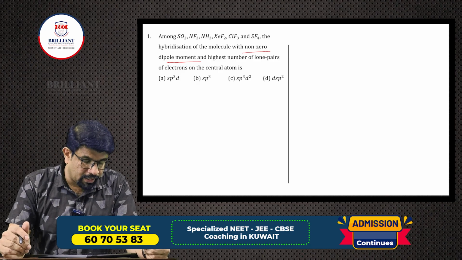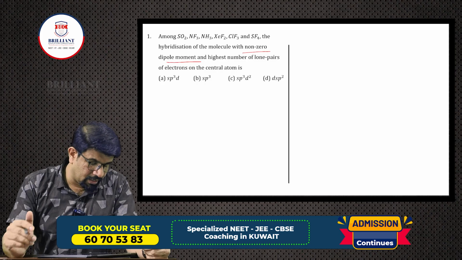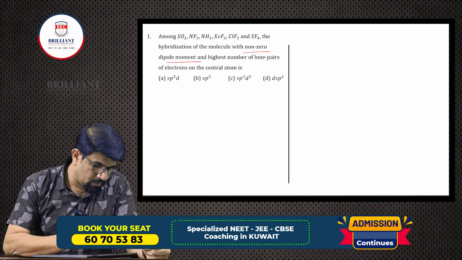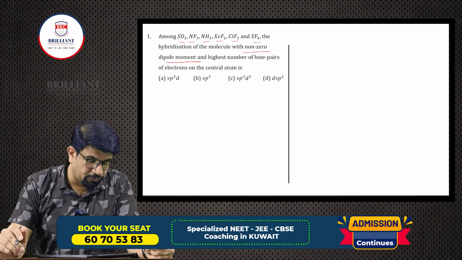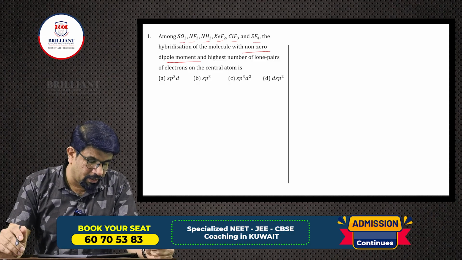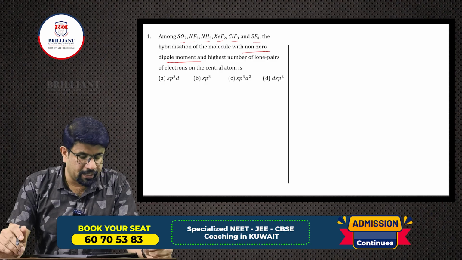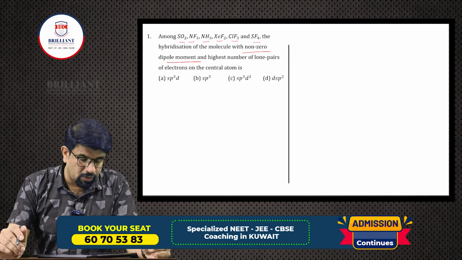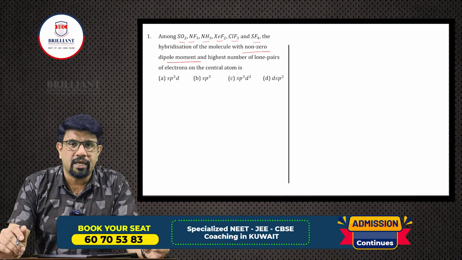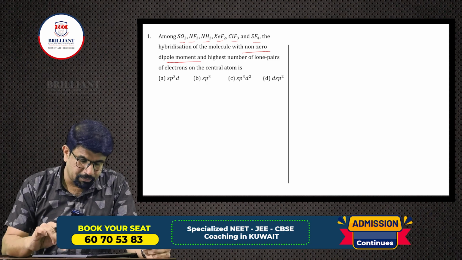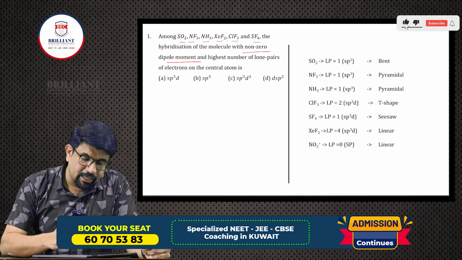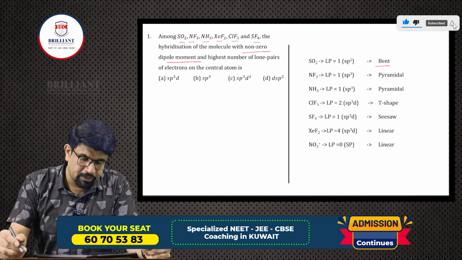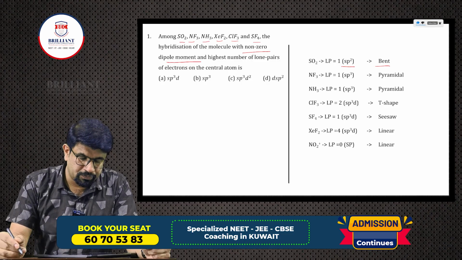First we have to understand about hybridization. Here six molecules are given. From these we have to find the one with a non-zero dipole moment and the highest number of lone pairs. Students, you have to understand how to find the hybridization and lone pairs. We have a shortcut method. Using the shortcut method, we can find that SO2 has a bent shape and the hybridization is sp2.